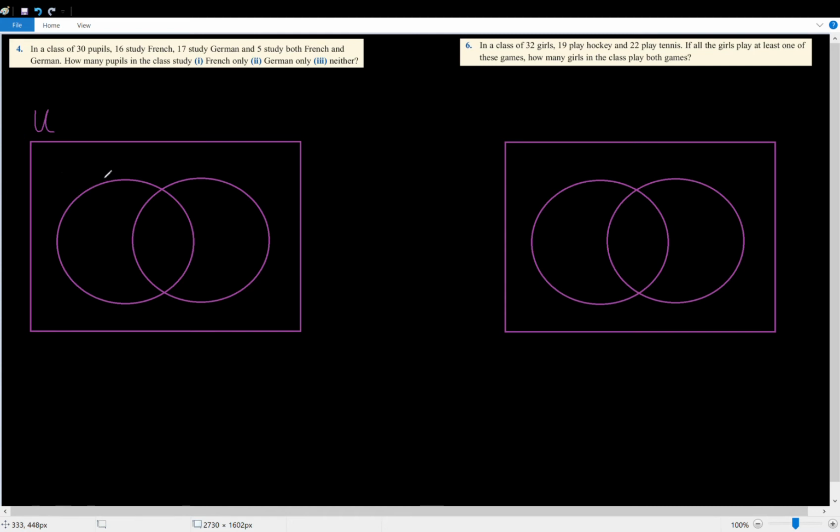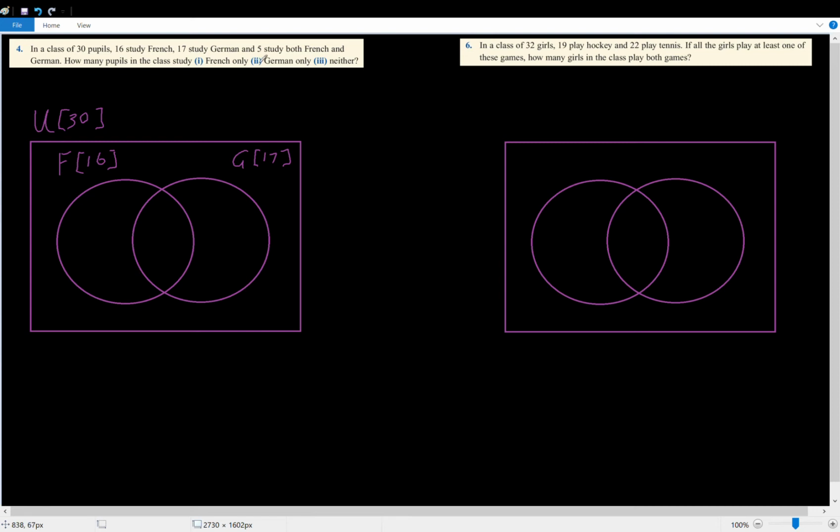Our circle to the left is going to be F for French. And our circle to the right is going to be G for German. And the other thing we're going to do beside each label is put in brackets the total number of elements that are in each set. So there are 30 pupils in the class, so there are 30 in U. There are 16 studying French, so there are 16 in F. And there are 17 studying German, so there is 17 in G.